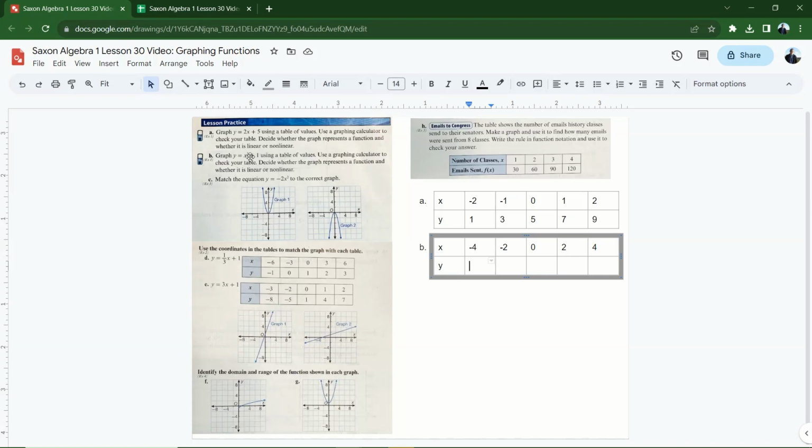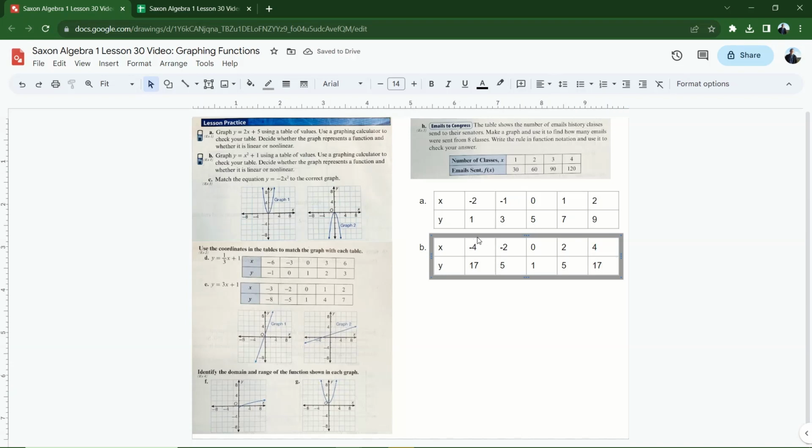So if I plug in -4 to this equation here, it's going to be -4 squared is 16 plus 1 is 17. -2 squared is 4 plus 1 is 5. 0 squared is 0 plus 1 is 1. 2 squared is 4 plus 1 is 5. 4 squared is 16 plus 1 is 17.